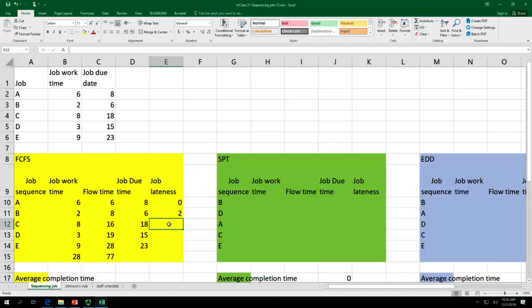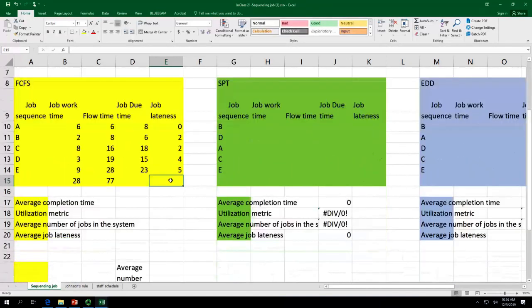The third one, late time, it is finished by the time of finishing C is already 16 days. So it is 2. And here it is 4 late time. And the next one, the late time is 5. So the total late time sum, right over here.